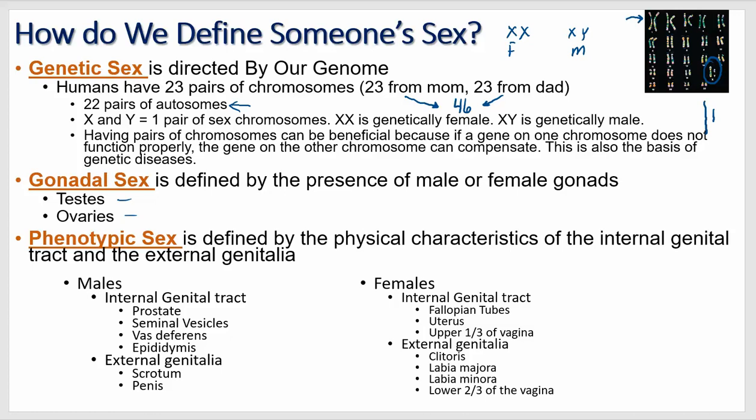What this all implies is that you could have a genetic sex XY, but if something happens, you may not produce testes or ovaries properly, or it may not match. And then you could have testes or ovaries, but you may have different internal or external genital organs or components. Okay? All right.